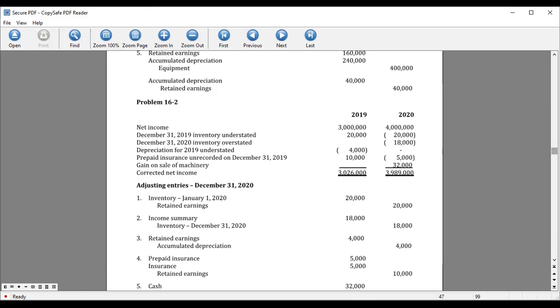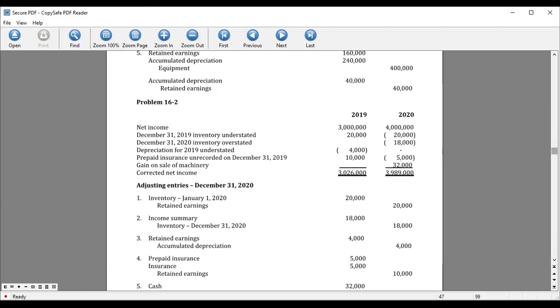Now gain on sale was not recorded because the entry was only made here. The sale was not recorded until 2021. In other words, the entry was recorded only in 2021. So in the 2020 net income, you have to add back 32,000. We arrived at the corrected net income for 2019 and 2020.